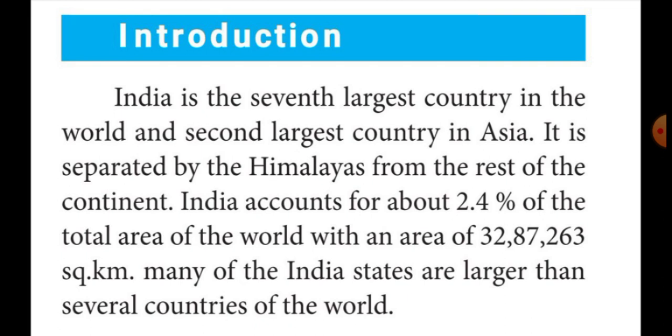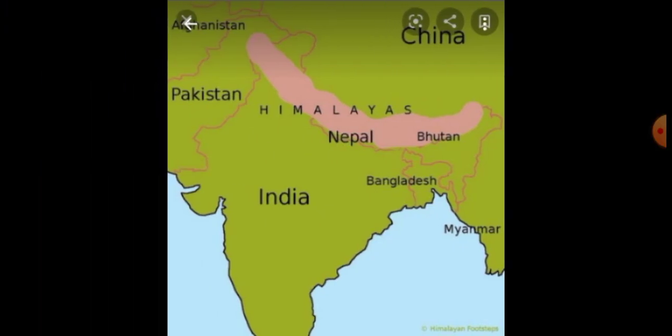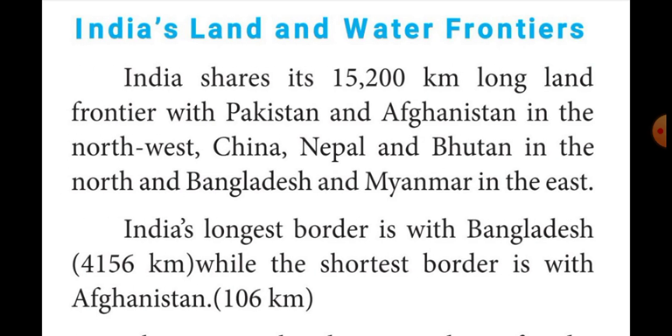Okay, then India's land and water frontiers. That means India has three sides of oceans. India shares a 15,200 kilometer long land frontier. One side is surrounded by some of the countries and the remaining three sides are surrounded by oceans. First of all, I am going to explain the neighboring countries of India.